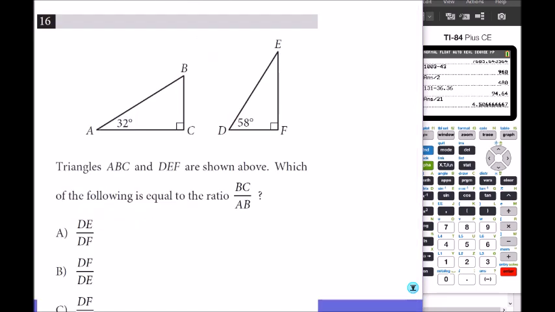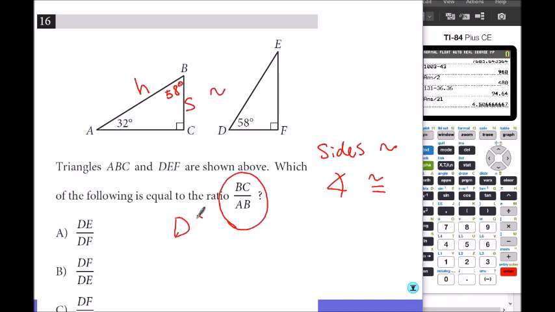16. The triangles ABC and DEF are shown above. Which of the following is equal to the ratio BC, the short leg, over AB, the hypotenuse? If this is 32, this must be 58. They have to add up to 90. So as you can see, by the angle postulate, they're similar. If triangles are similar, then sides are proportional and angles are congruent. So BC, the short leg, which corresponds to DF, over AB, the hypotenuse, which corresponds to DE, must be equal.